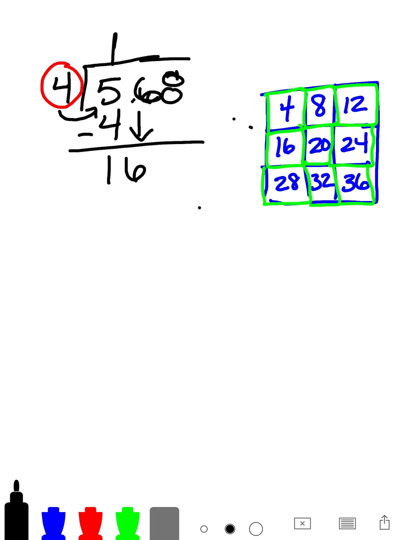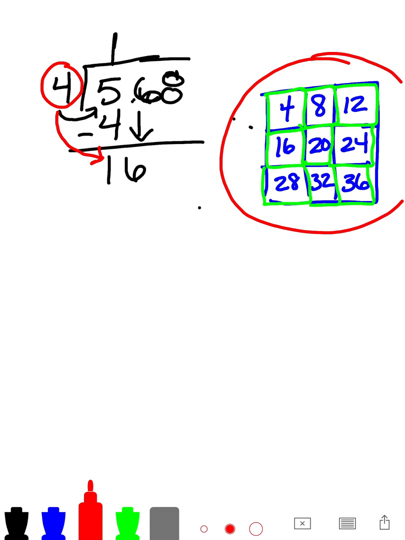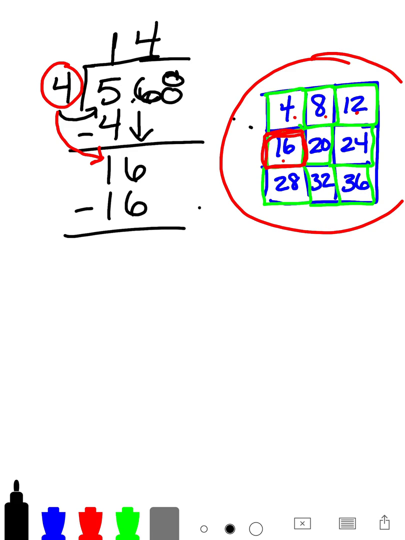Okay. Now we have a bigger number. I need to know how many times 4 now fits into 16. I can look at my count by box over here, and I can see 16 in the count by box. So I know it fits 1, 2, 3, 4 times evenly. So we're going to place our 4. 4 times 4 is 16. And we subtract, bring down our 8.